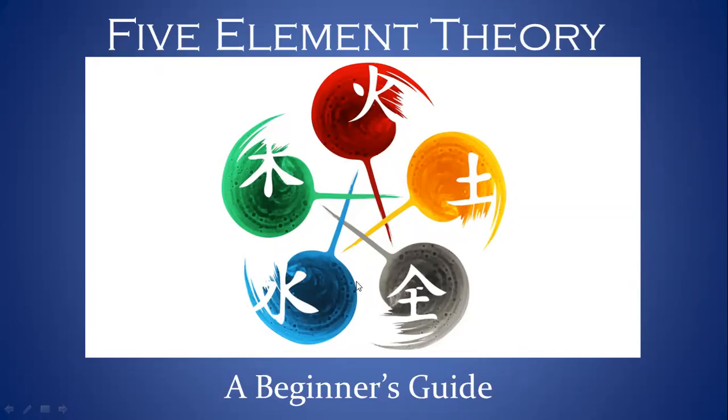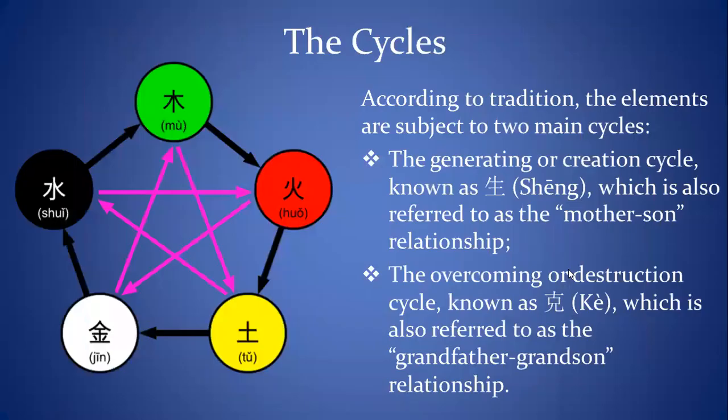Some of you may have noticed that there is a mistake on here. This should be white because metal is associated with the color white, and this should be black because water is associated with the color black. But I think they did this more because it's a nice colorful little design. And I picked it because it looks nice. But with that out of the way, let's get into the boring diagrams on the cycles.